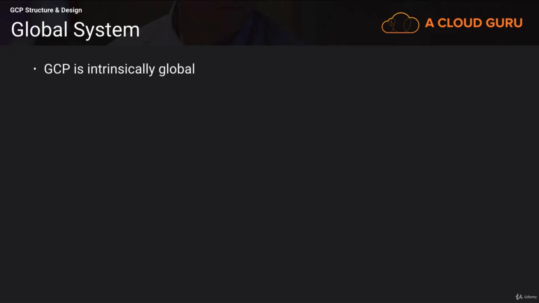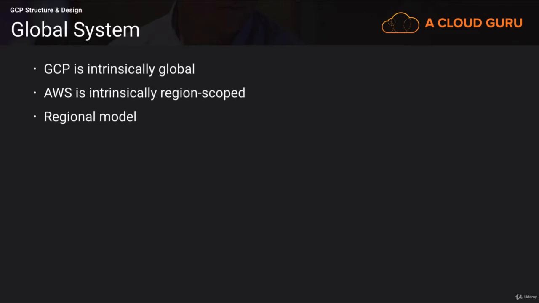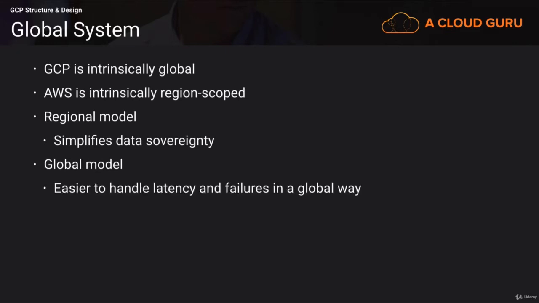Now, by comparison, I would say that Amazon Web Services is intrinsically region-scoped. One of the benefits of the regional model is that it simplifies data sovereignty. You know exactly where your data is physically because it never moves unless you make it move. That said, the global model is optimizing for a different thing. It makes it much easier to handle latency and failures in a global way, things that would wind up being very difficult to do in the regional model.